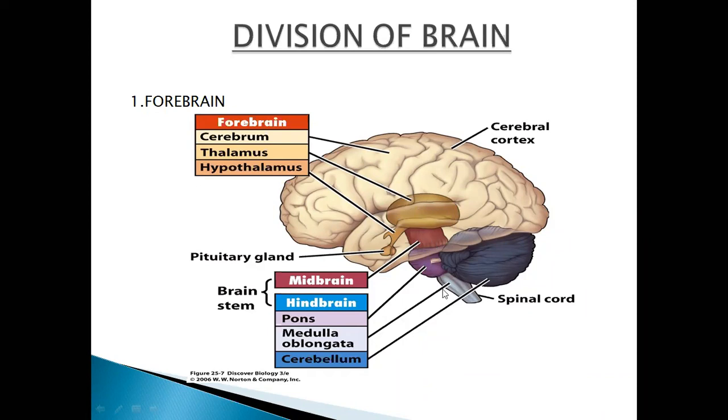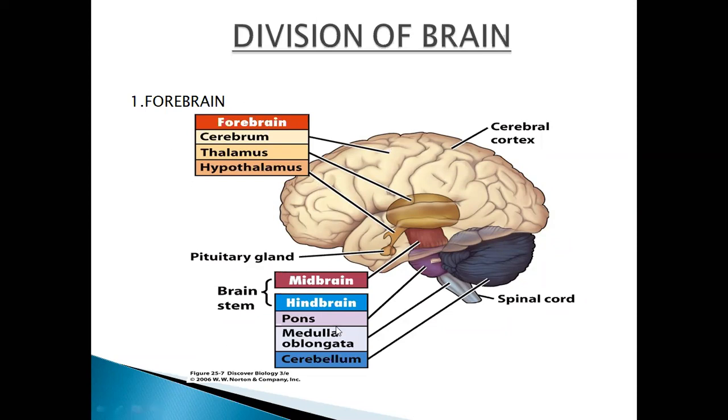So it receives sensory information. The midbrain's function is to receive sensory information and send it to the appropriate part of the brain. If it is relevant to the thalamus or hypothalamus or the cerebrum, then the midbrain is responsible to send that nerve impulse towards the relevant part, right? The midbrain also controls some auditory reflexes and postures.